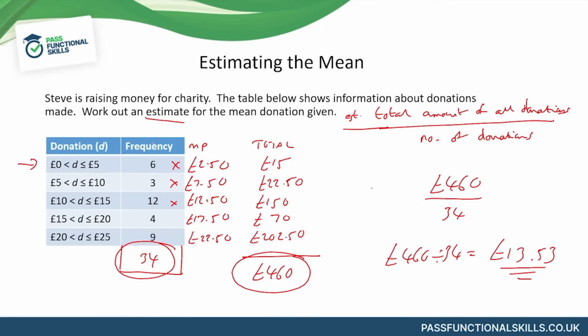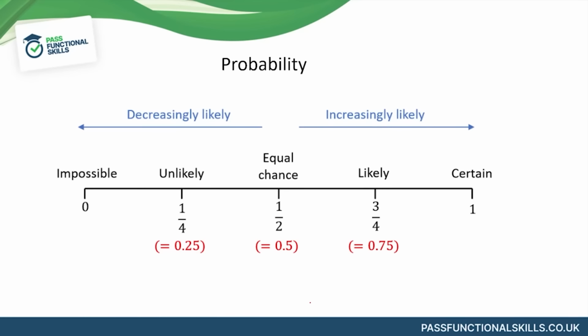I guess the key thing to remember is often that frequency refers to people, the number of people. As I said a few times already, 6 people have donated between 0 and 5. We don't know what they've donated, so we're guessing that they all donated halfway between 0 and 5, which is £2.50. So let's take a look at probability.